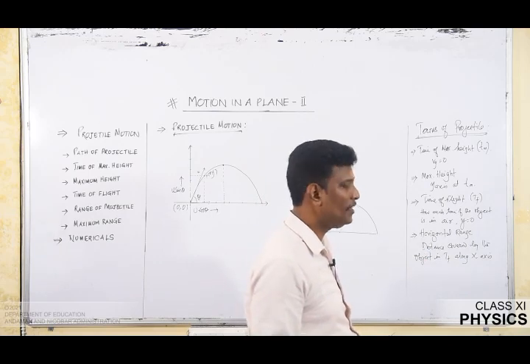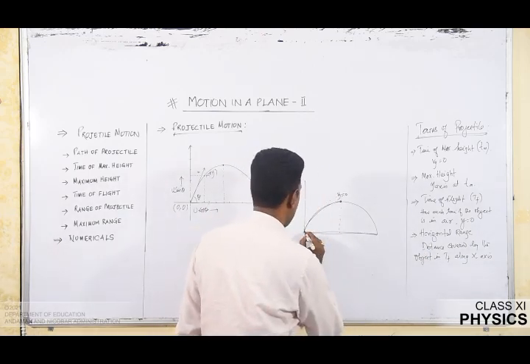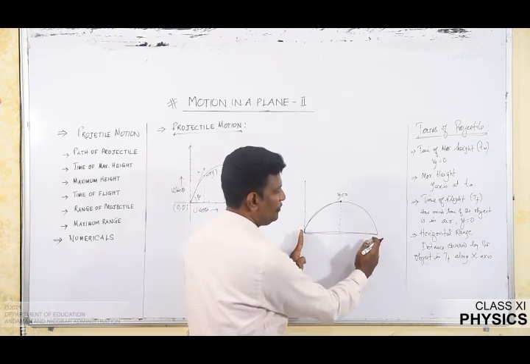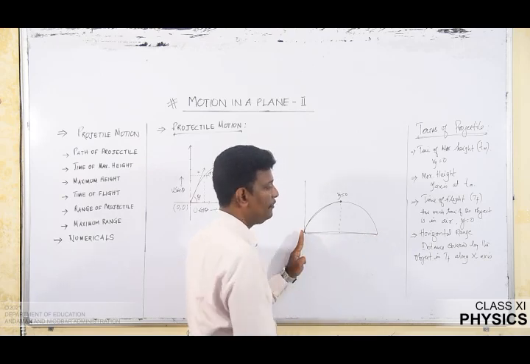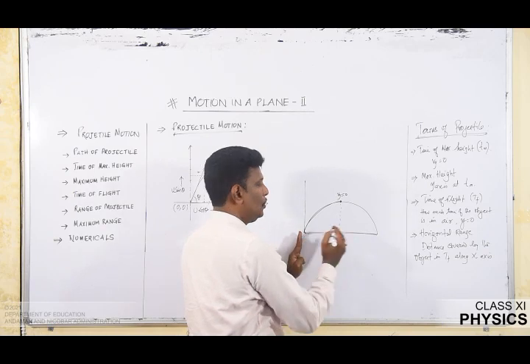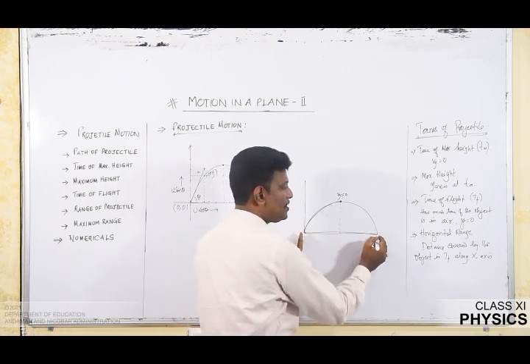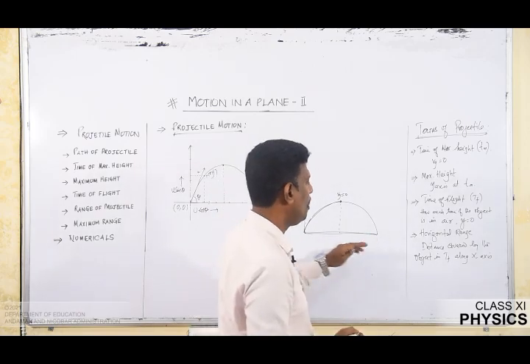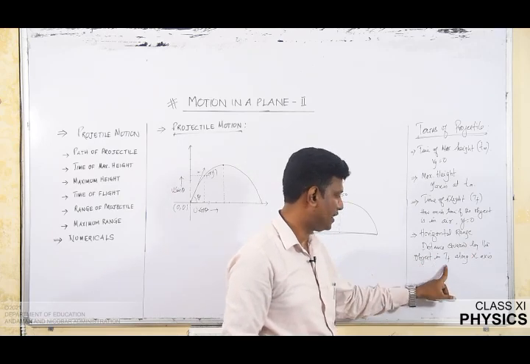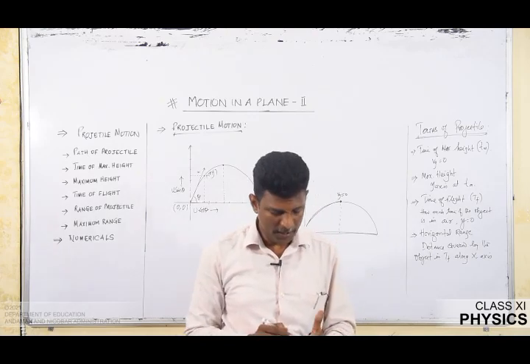Next is horizontal range. Horizontal range is about the x axis, that is distance covered by the object in TF time. TF time is the total time taken by the object from the initial point to the final point. So, in the total time, how much distance is covered by the object horizontally, that is distance covered by the object in time TF along x axis, that will give the horizontal range.